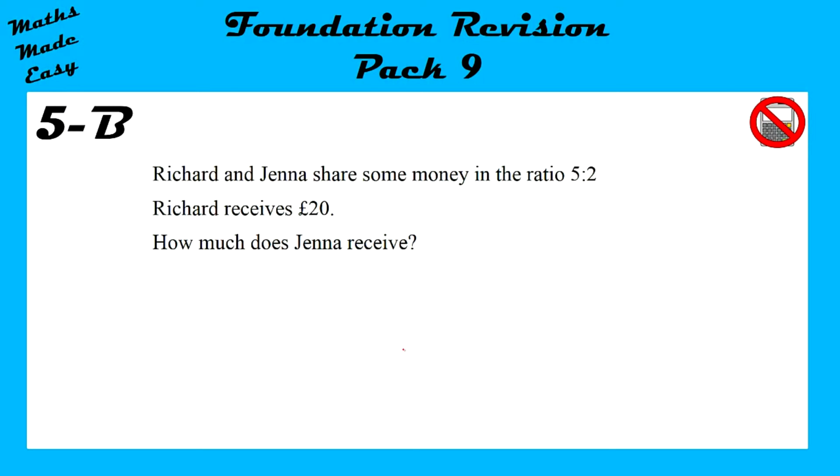Question 5b. So they share this money in the ratio 5 to 2. So Richard's £20 is equal to 5 parts. So I'm going to do 20 divided by 5, which is £4. And that represents 1 part. Jenna receives 2 of them. So Jenna receives in total £8.